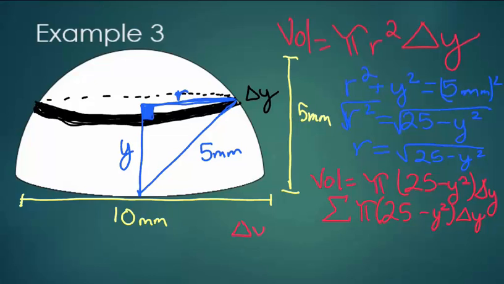And as we let delta y go to 0, we get our definite integral. We're going to evaluate this from height 0 to height 5, and that's going to give us the integral from 0 to 5 of pi times 25 minus y squared dy, and that equals our answer.